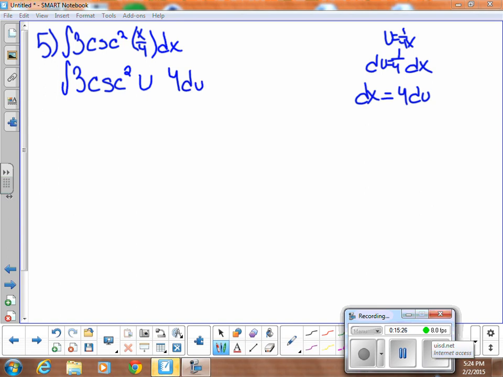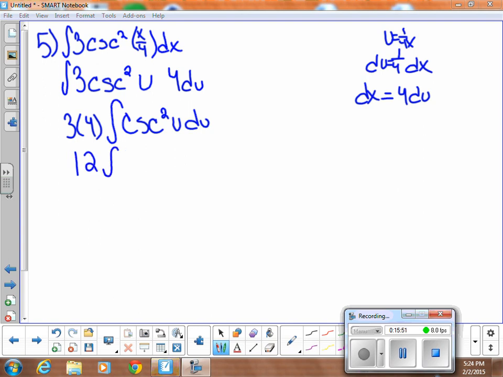So now if it helps you, remove all the coefficients. So in this case, my coefficients are 3 and 4. And I have to multiply the two coefficients. So I'm pulling out the 3 and the 4. So I have cosecant squared u du. So 3 times 4 leaves me with 12 integration of cosecant squared u du.